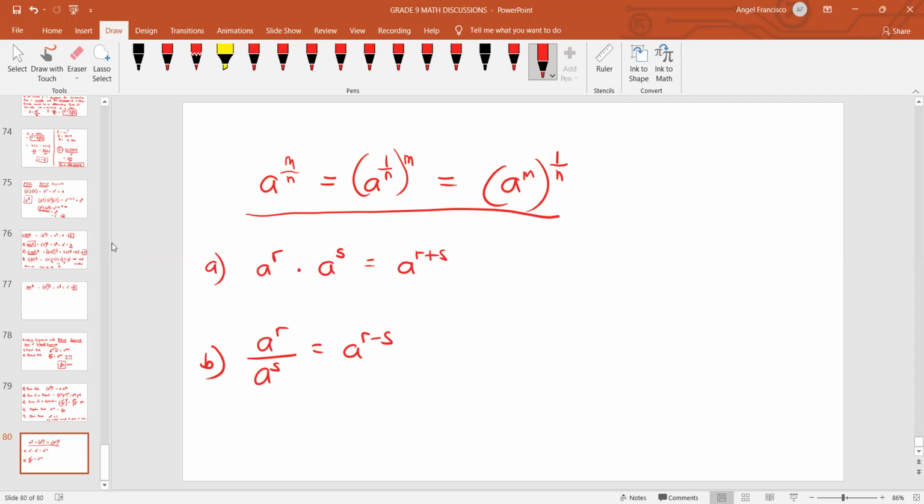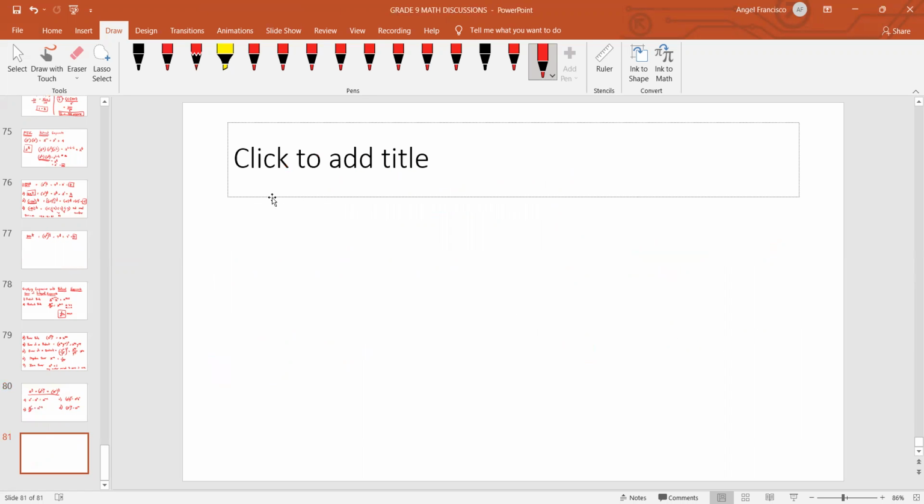So, and then we can say that ab raised to the power of r is equal to a raised to the power of r, b raised to the power of r. Okay? So, using the laws of integral exponent, we can also say a raised to the power of r raised to the power of s is equal to a raised to the power of rs. Okay? So, let's take some examples. Okay?